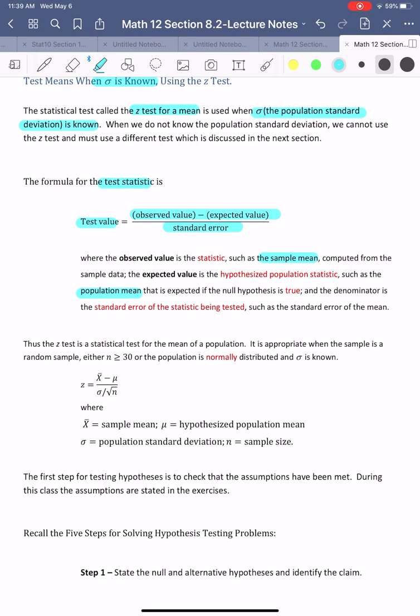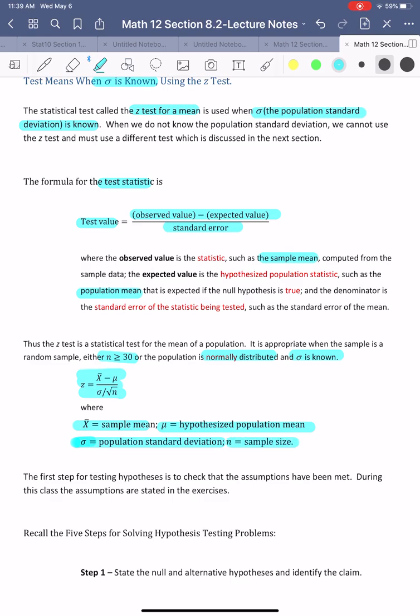Thus the z-test is a statistical test for the mean of the population. It is appropriate if the sample is a random sample, and either n is greater than or equal to 30 or the population is normally distributed, and sigma must be known. In the formula, x bar is the sample mean, mu is the hypothesized population mean, sigma is the population standard deviation, and n is the sample size.